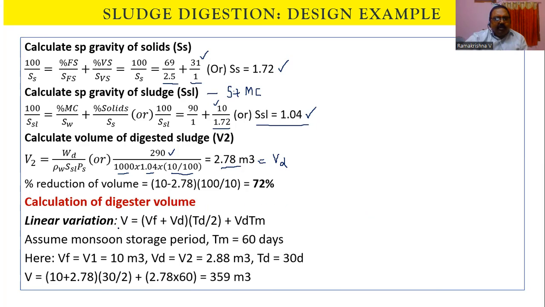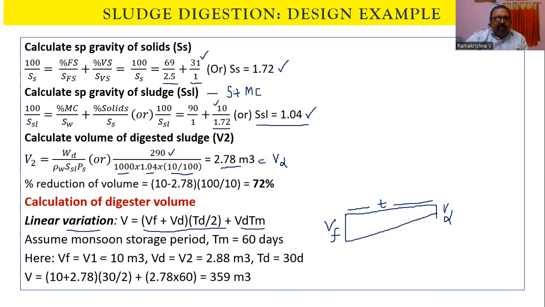Digester volume, we have two methods, linear variation method. In the linear variation method, what we are assuming is the variation between the fresh sludge and the digested sludge is linear for the period of digestion. So this is your fresh sludge and that is linear digested sludge. This is the time period, whatever may be the time for which the digestion is going on. So for this, we are having the formula Vf plus Vd into Td by 2 plus Vd into Tm. This is the monsoon storage. Vd is the digested sludge and Tm is the time period for monsoon. And Td is the digestion, this is the time period for digestion.